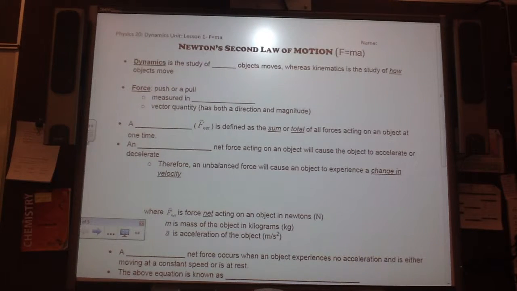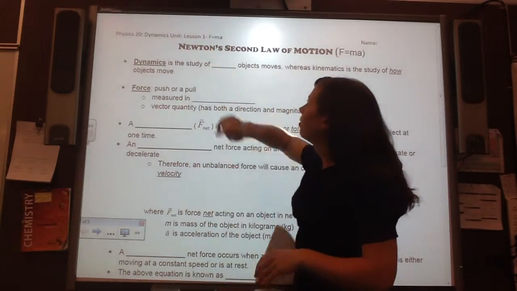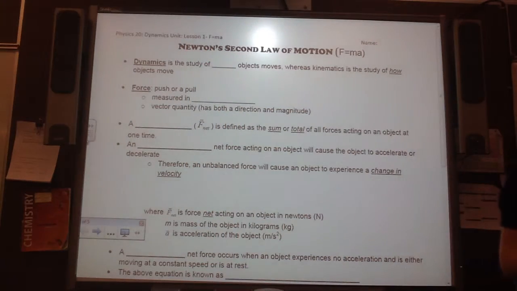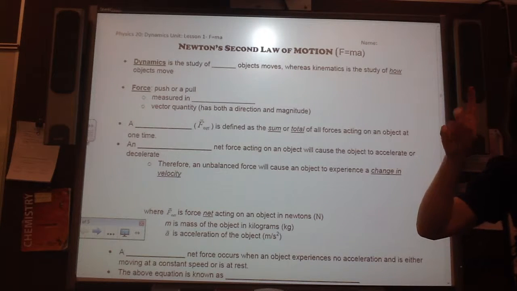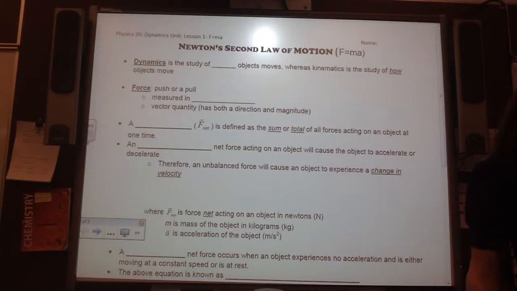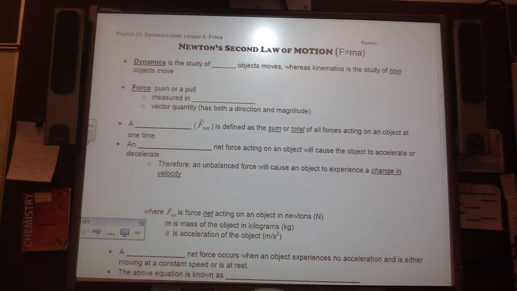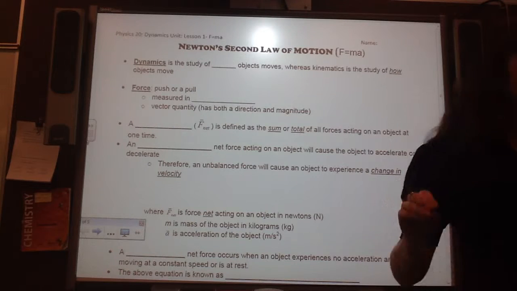So what we are going to be doing today is our dynamics unit, lesson 1: F equals m times a. This is Newton's second law. After we finish this one, we're going to do number 1 and number 3 as well. Newton has 3 laws, and today we're doing number 2. His second law of motion is the formula F equals m times a.